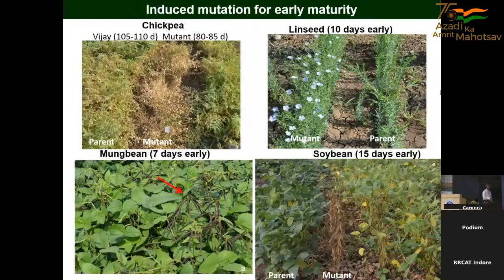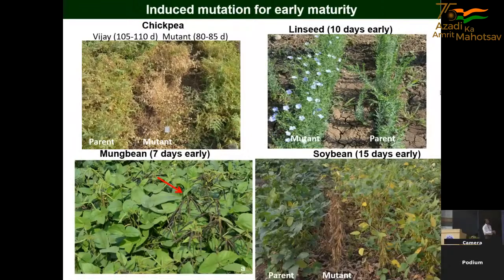Again, in mung bean, the early mutant, and in soybean, again early mutant. I am just showing the different early characters in different crops because they have unique application when you consider the farmer's point of view. The farmers can harvest the crop well in advance so that it will not undergo any further stress at the harvest season.